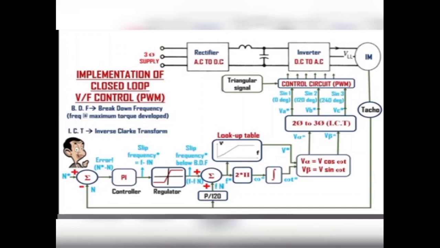Now these desired two-phase V alpha star and V beta star are converted into three-phase VA star, VB star and VC star using the inverse Clarke transformation. Finally, these VA star, VB star, VC star are given to the PWM control circuit, where they are compared to a triangular carrier signal and generate the gate signals for the switches in the inverter. The inverter will then give the desired voltage and frequency based on the desired rotor speed given.